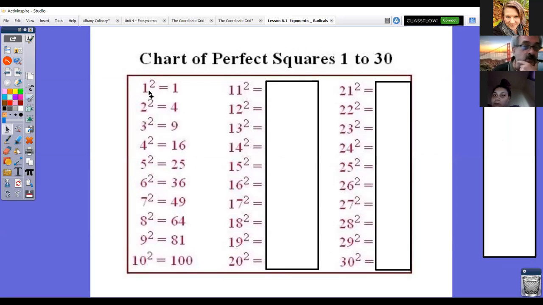So 1 squared would be the same thing as 1 times 1, which is 1. 2 squared is 4. 3 squared is 3 times 3, which is 9. And you can go right down here. And these are ones that you can memorize, and it'll help you a great deal.